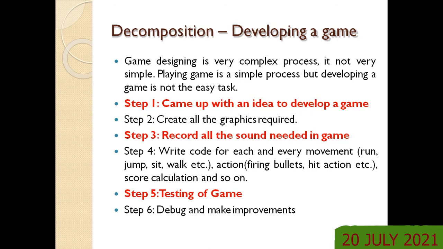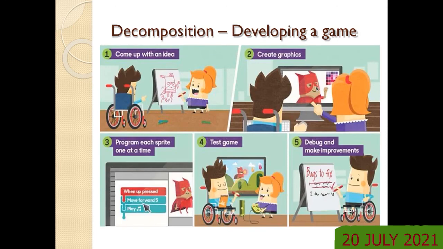Write a program. Code means write a program for every movement: running, jumping, sitting, walking, actions, firing bullets, hitting actions, calculation, scoring, and so on. Then test the game. The last one is debug and make improvements. What is debug? If anything is not working correctly in the game, you have to correct that and then try to improve it. These are the various kinds of steps involved. Now how is developing a game decomposed here? Come up with an idea, create graphics, program each part one at a time, test the game, and debug and make improvements. This is the concept of decomposition.